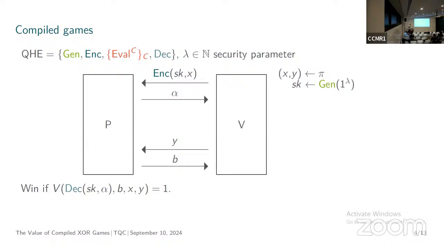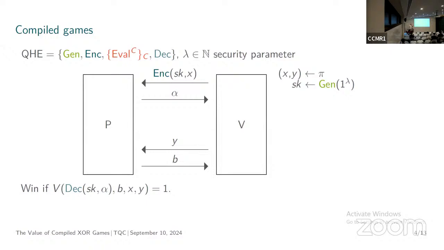So we have some algorithms, Gen, Enc, Eval, and Dec, and lambda is some security parameter. And now the game is not simultaneous measurements with Alice and Bob, but we just have one player. In the beginning of the protocol, the verifier first uses Gen to get some secret key. Then he uses pi, the same one as he used in the non-local game, to sample questions for Alice and Bob. And now he actually encrypts the first question, sends it to the prover, and the prover now has to answer also in an encrypted fashion.